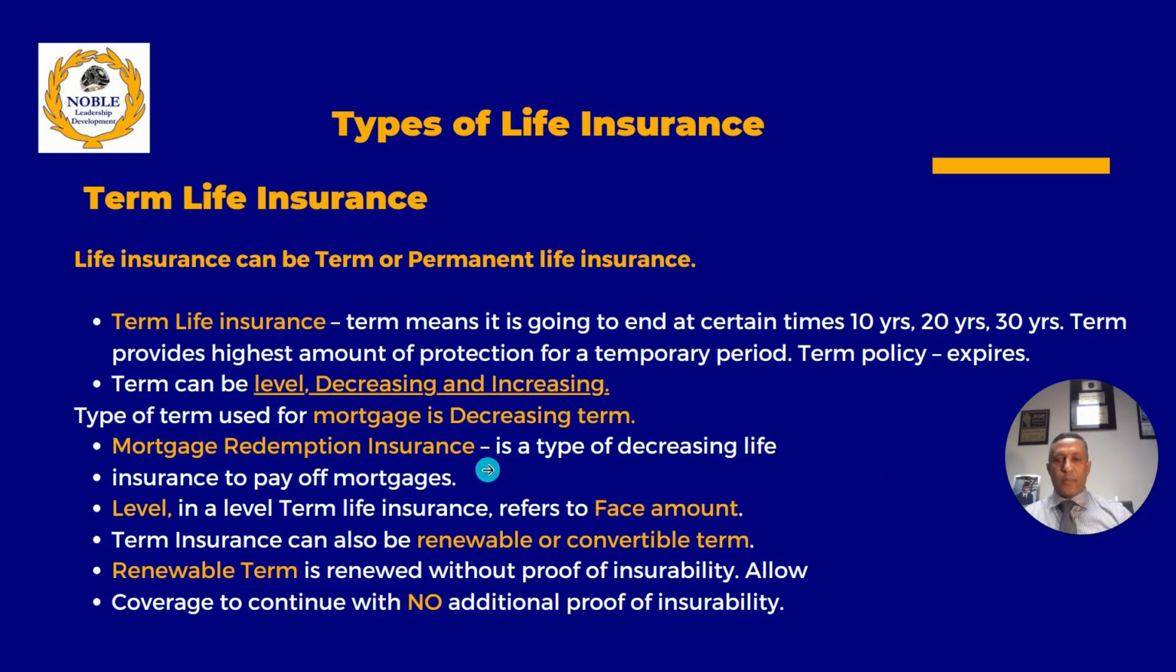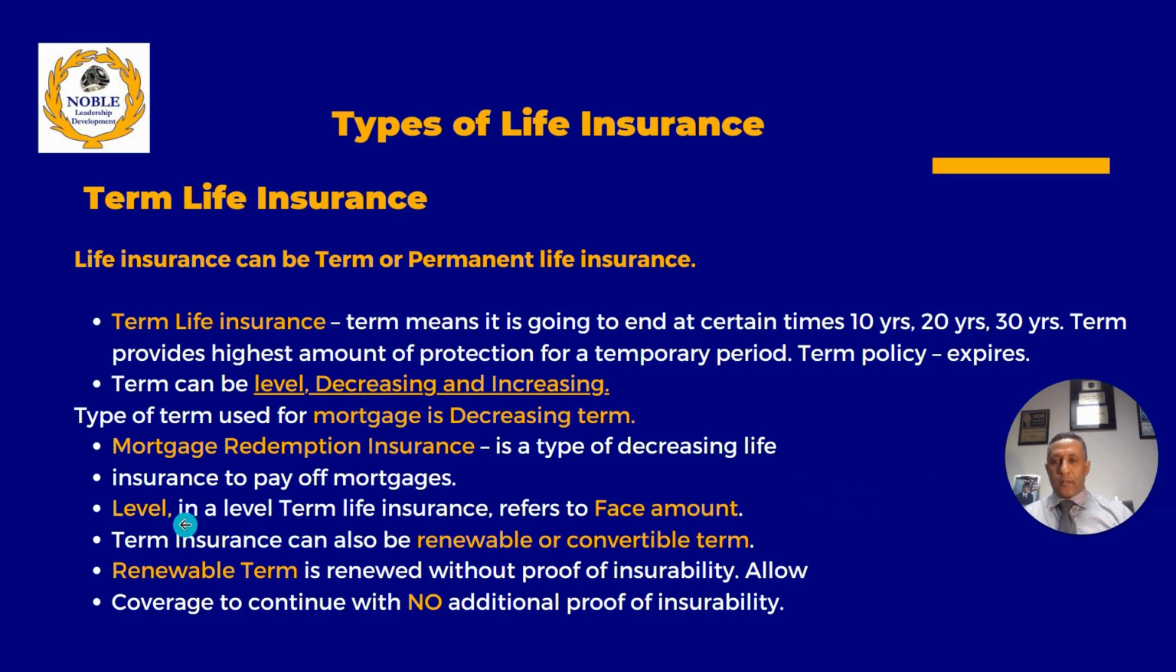So if you see in a multiple choice which of the following is used for mortgage, either it's going to present you the mortgage redemption or it's going to present you decreasing term. So you can choose from that.